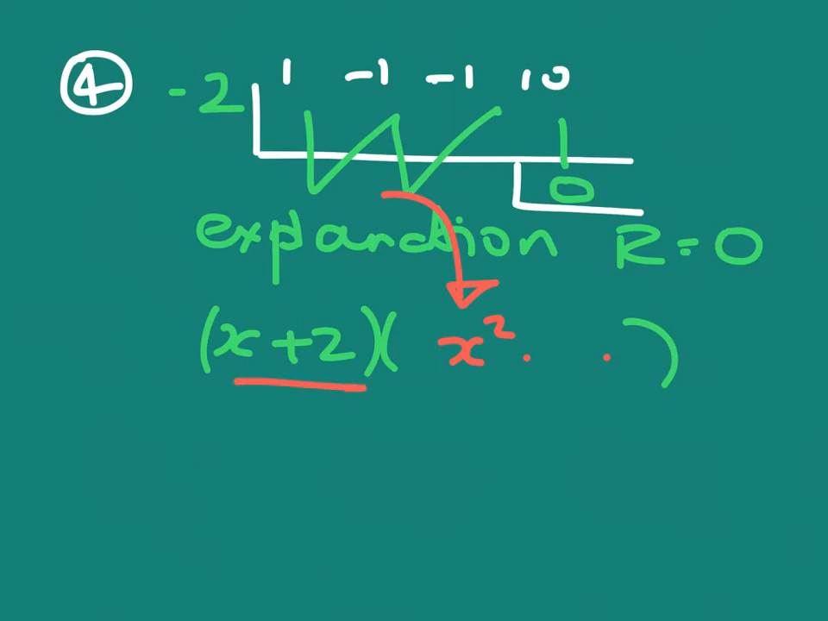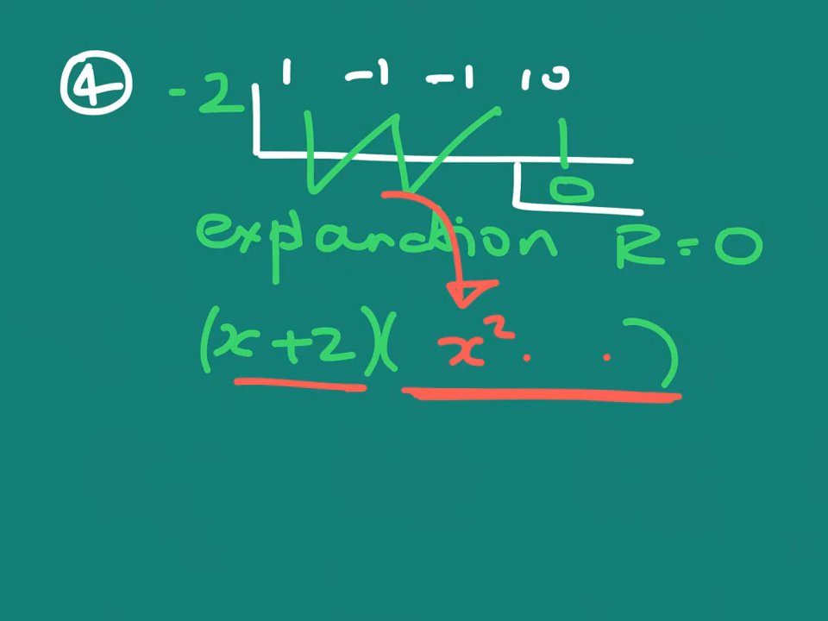Remember, I've got the question wrong, guys. I didn't mean to write that. Show that x plus 2 is the only factor. That doesn't make sense because this is another factor. What I meant was show that this second one doesn't factorise, the x squared one.